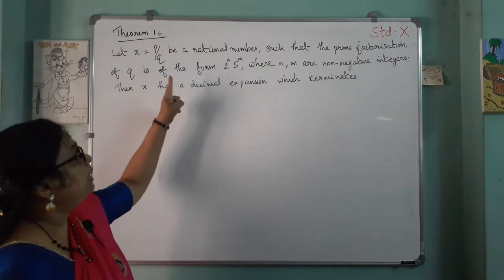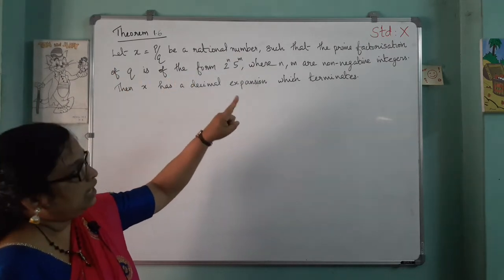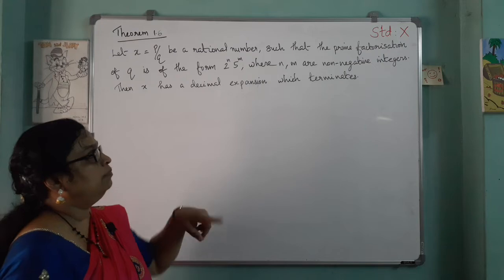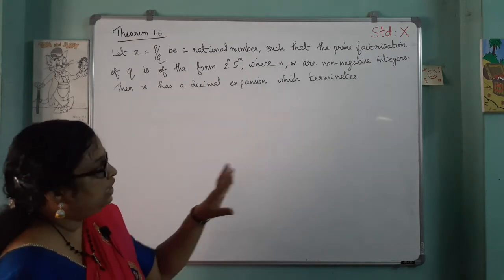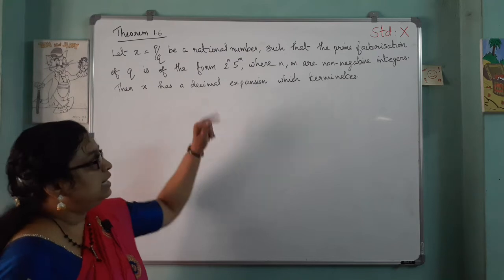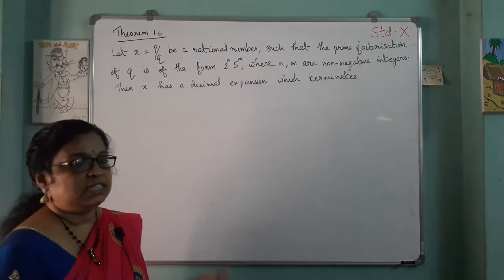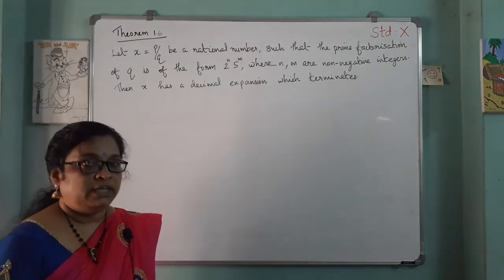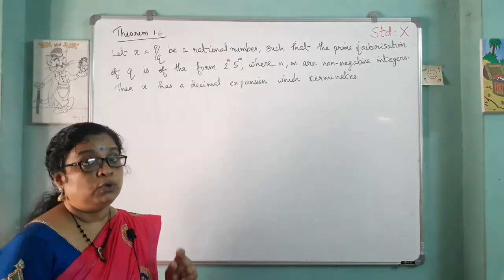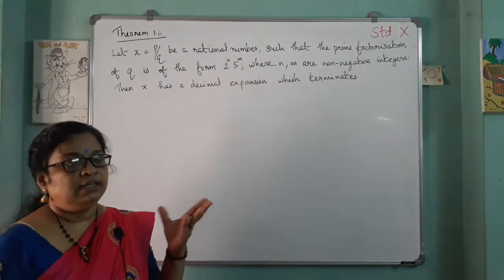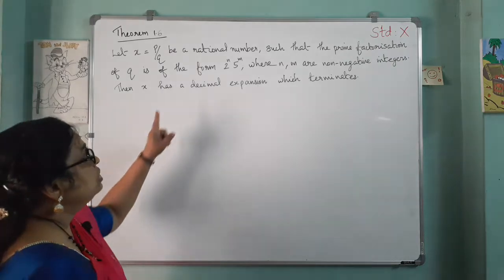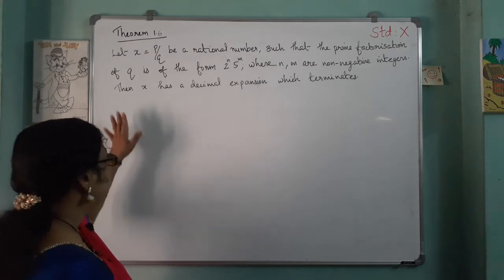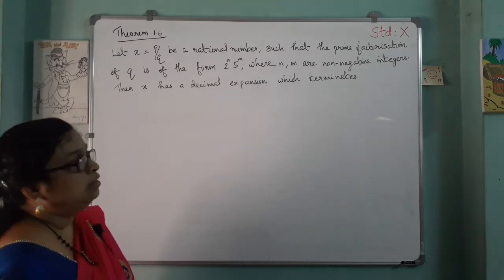Let x equal to p by q be a rational number such that the prime factorization of q is of the form 2 raised to n, 5 raised to m, where n, m are non-negative integers. Then x has a decimal expansion which terminates. If any rational number is of the form p by q, where q is the denominator, that can be written in the form 2 raised to n, 5 raised to m, then that decimal expansion terminates, that we know. So 2 raised to n, 5 raised to m, where n and m are non-negative integers, that means positive integers. Then x has a decimal expansion which terminates.